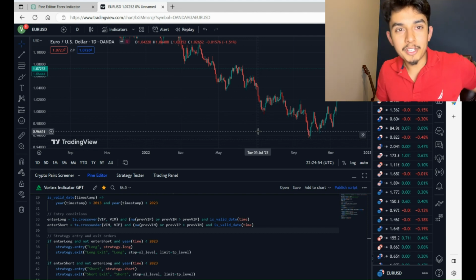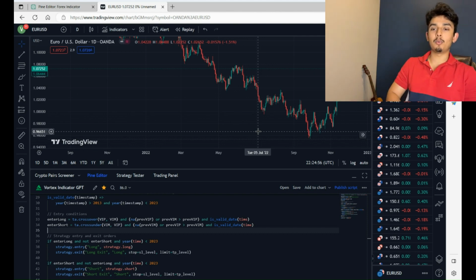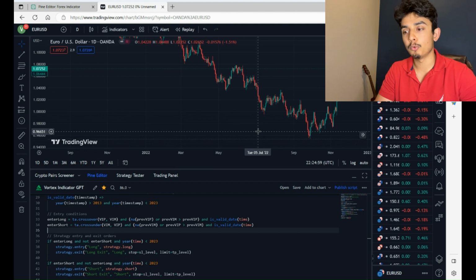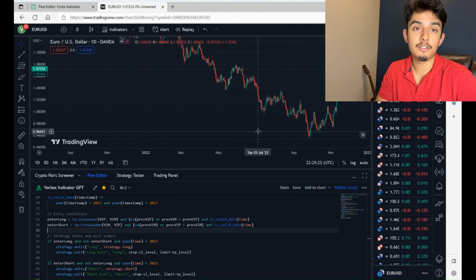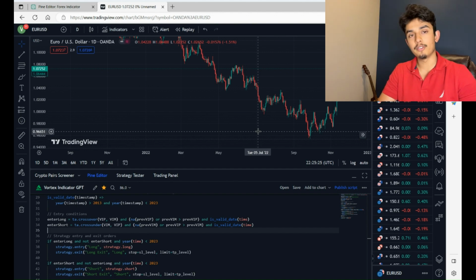So today we're going to be comparing the Vortex Indicator with the Relative Vigor Index to see which one has a higher win rate. And I use ChatGPT to make all of my coding for these indicators. That's right, I didn't code anything myself.